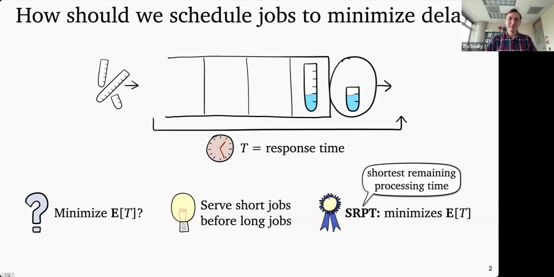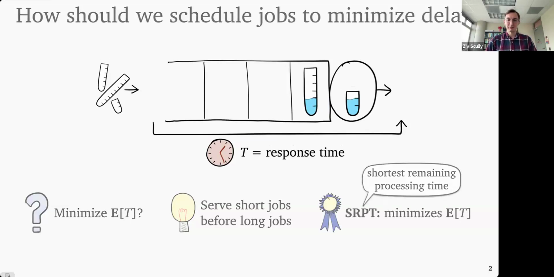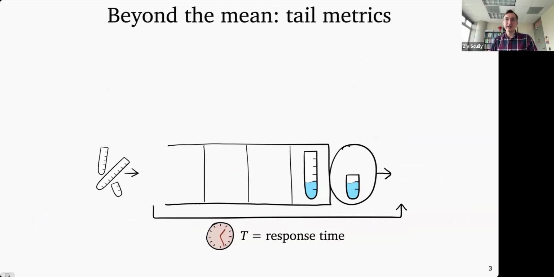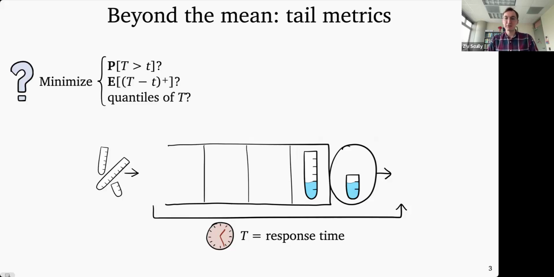But the average is only one of many possible metrics we could talk about to do with response time. One really important class of other metrics is what I'll call broadly tail metrics. These are things that have to do with the distribution of response time. Things like, what's the probability that the response time exceeds some threshold? You could think of that threshold as a deadline, that I want every job to finish within 100 milliseconds in a computer system, or perhaps several minutes in a service system. That would be the probability of missing a threshold deadline. Or you could ask about the expected amount that an average job exceeds its deadline. That would be the expectation of (T minus t) positive part. Or you could talk about percentiles or quantiles of T.